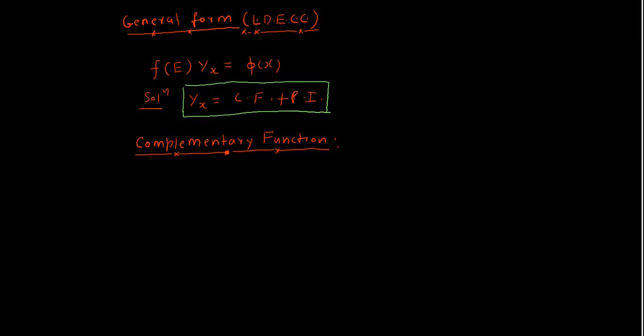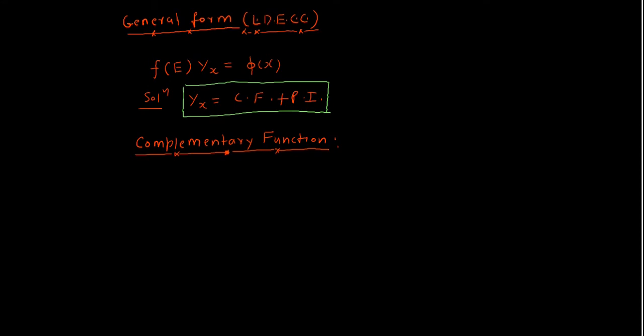So, as in a previous lecture, we discussed a general form of a linear difference equation with constant coefficients. The general form of a linear difference equation with constant coefficients is f(E) y_x = phi(x). And the general solution of this linear difference equation can be divided into two parts, complementary function and particular integral. So, the solution is y_x equals complementary function plus particular integral.